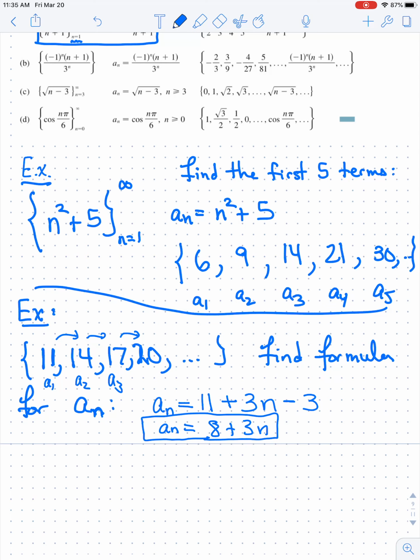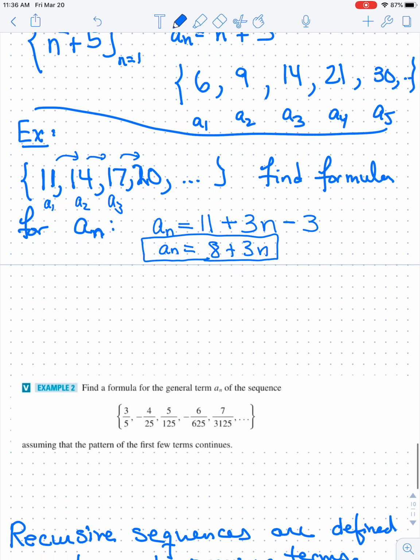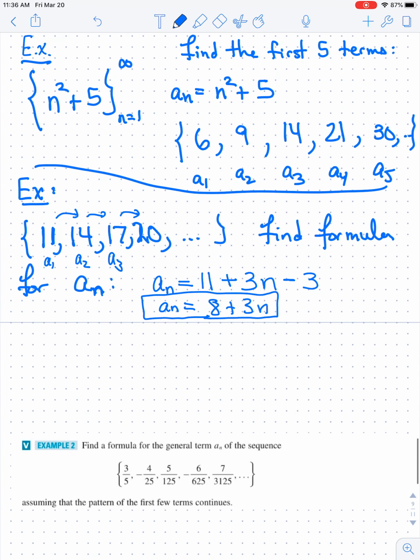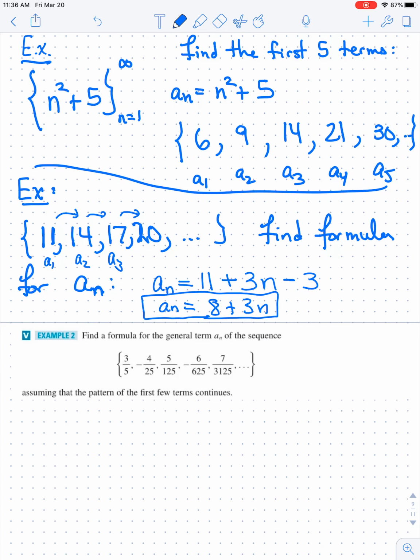So let's do another one. Let's do another one and see what happens. So maybe you want to pause the video on this one and see what you would do on this one, right? So we're trying to find a formula for the general term a_n of that sequence. And we look at the terms. We've got 3/5, negative 4 over 25.